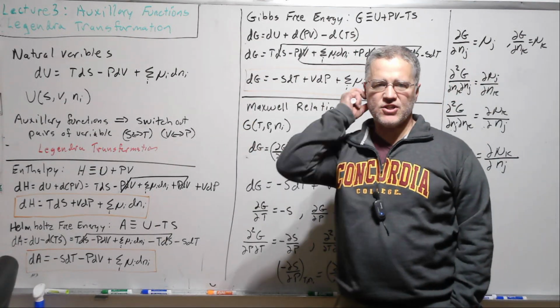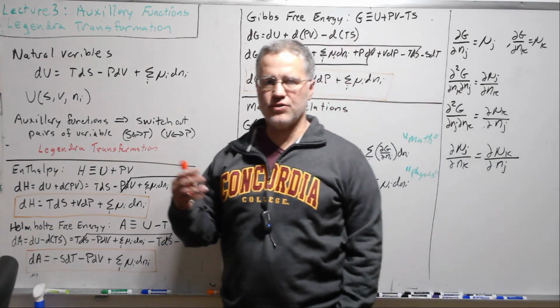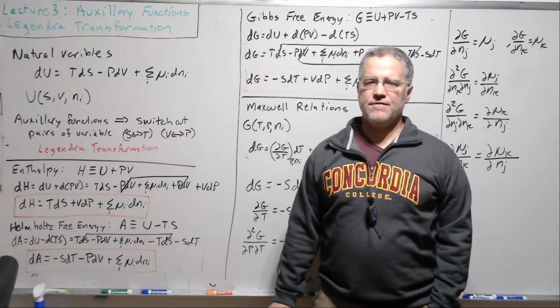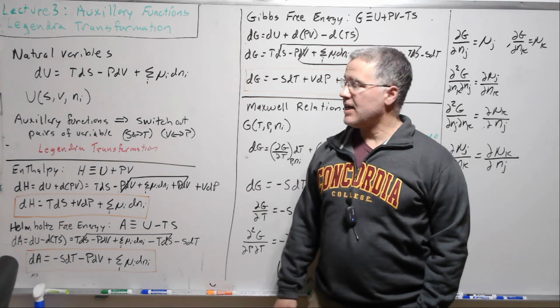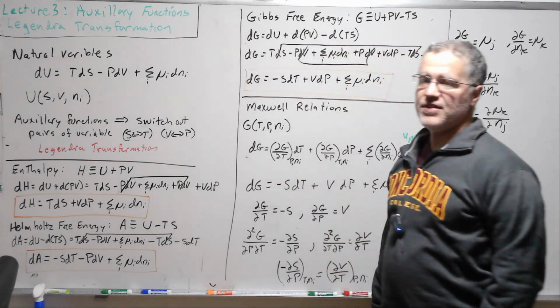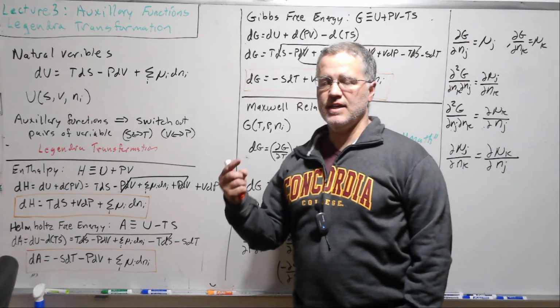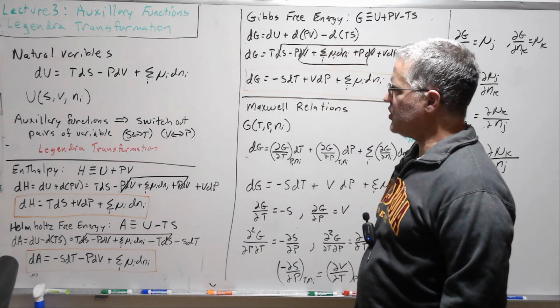So last time in lecture 2, we derived the Gibbs-Duhan equation. We also expressed the first law in terms of only state functions. Today we're going to do something also very important, and that is to derive the auxiliary functions enthalpy, Helmholtz free energy, Gibbs free energy via Legendre transformations.